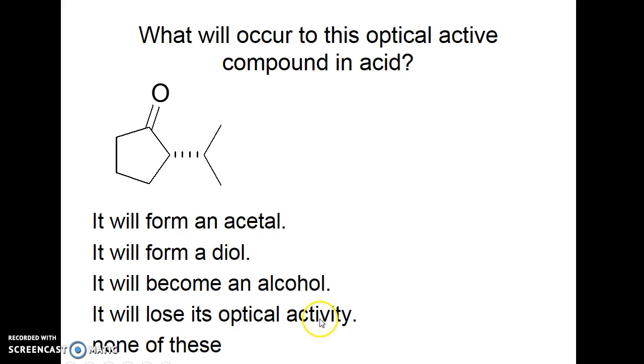It will lose its optical activity? Well, yes, because what happens with a ketone in acid is you form the enol. The enol would become planar right here, and then you could have tautomerization, putting the proton on either side. So this is the correct answer. The diol, yes, you would form a geminal diol, a ketone hydrate, but that would be a minor reaction. The real reaction that would be significant would be enolization that would cause optical activity to be lost.